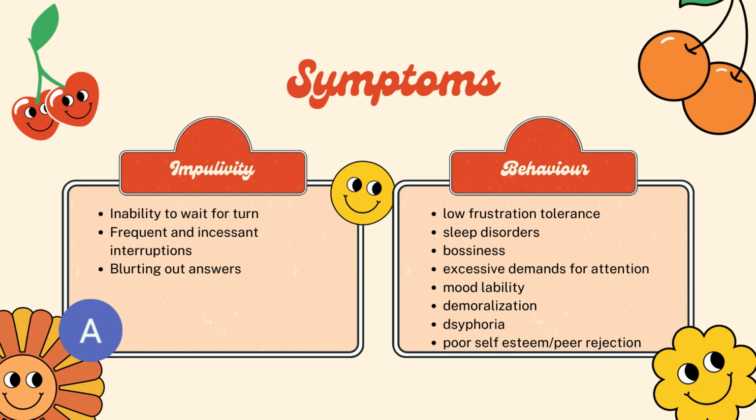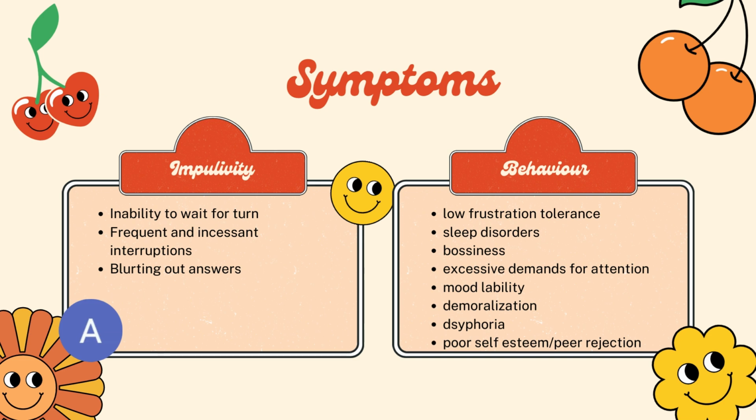They will also have excessive demands for attention, so they will always crave attention from other people. They might also have mood lability, so constant changes in mood, very easily moving from a good mood and suddenly going to a bad one in an instant. Due to all the above, it might lead them to have constant demoralization. So they have constant frustration of the inability to do things or being told off.